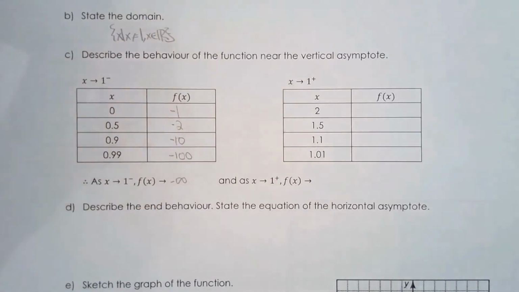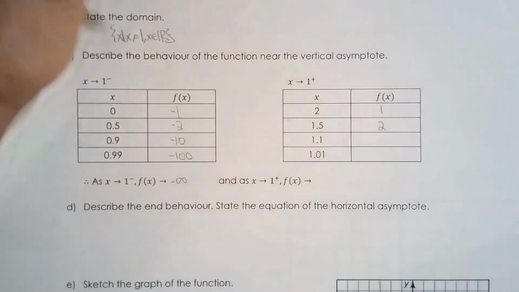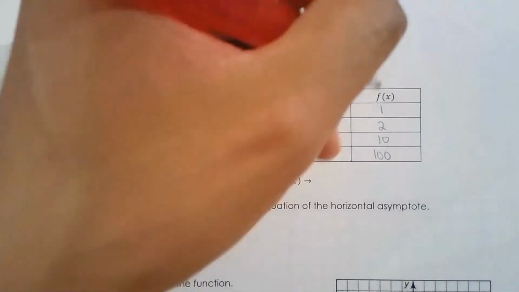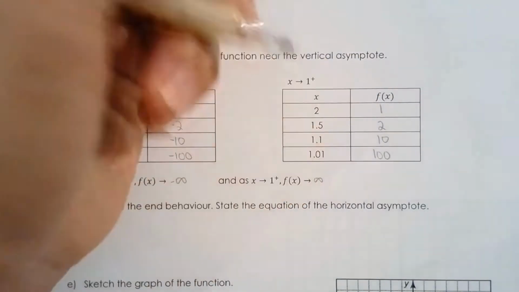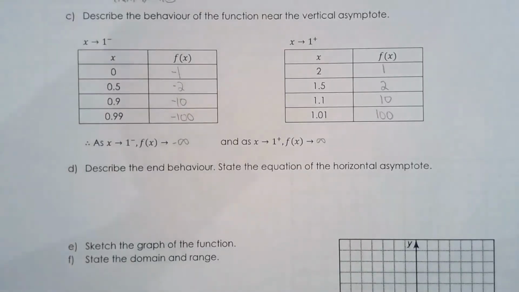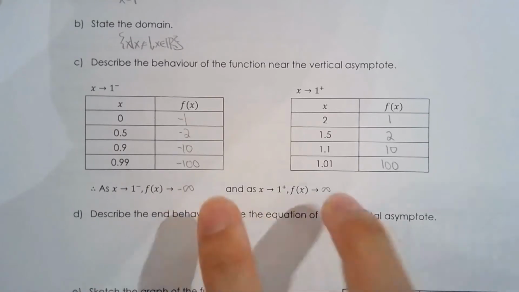So 2, f of 2 is 1, f of 1.5 is 2, and then 10, and 100. Ooh, so if I approach 1 from the right-hand side, the table is telling us that the function is going to approach positive infinity. Okay, positive infinity. Beautiful. And if you go back up to the top, it makes sense what we wrote for the behavior near the vertical asymptote.